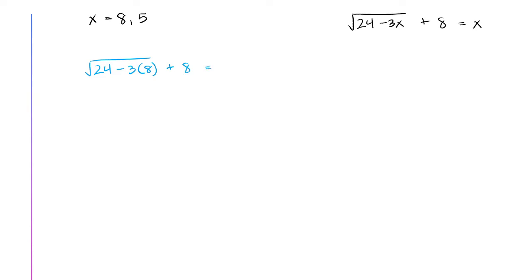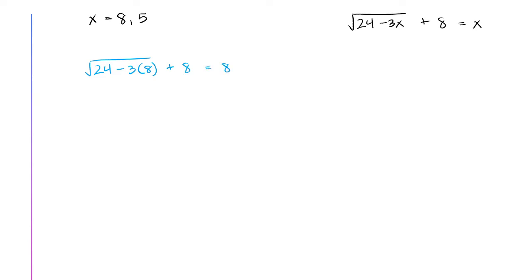So remember, our equation was the square root of 24 minus 3x plus 8 is equal to x. And the apparent solutions we found were x is equal to 8 and 5. So let's test both of these. Maybe we'll do 8 first. So I'm going to plug in 8 for x into the original equation: the square root of 24 minus 3 times 8, plus 8 is equal to 8.